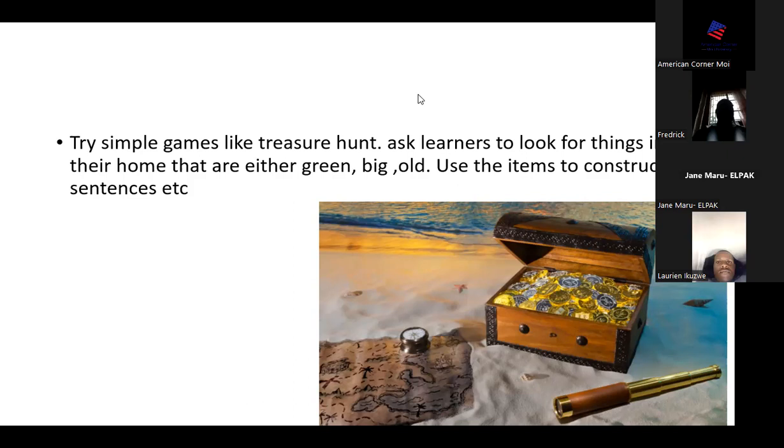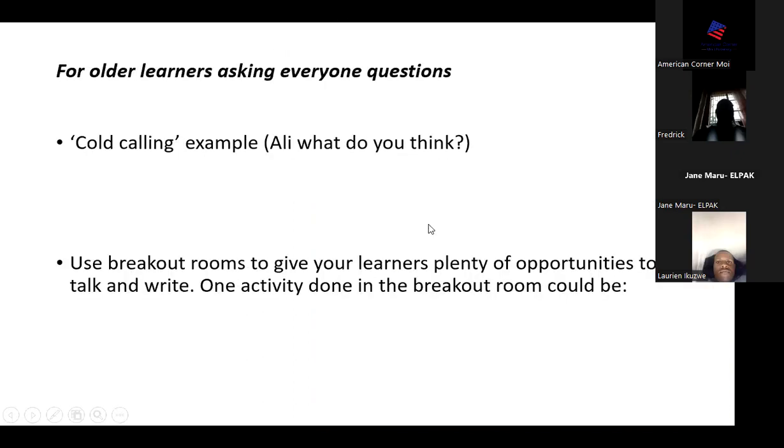yes, all that. The other thing, apart from some of the activities that we can do with the young learners, I'm having trouble moving to the next one. Yeah, for the older learners. For the older learner, one tip is cold calling.